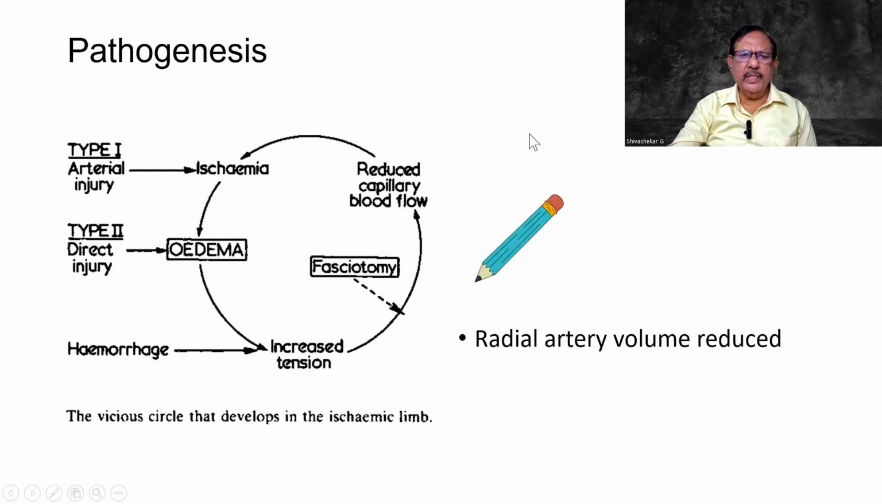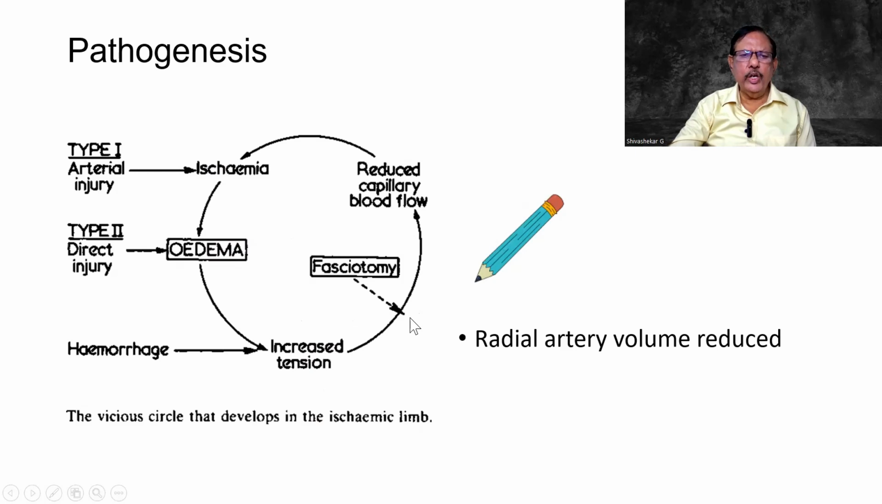What is the pathogenesis? You people must definitely draw this diagram. There is a type 1 arterial injury to the blood vessel that leads to ischemia, lack of blood, and there is a reduced capillary blood flow, and this will lead to ischemia. The second one is there is an injury leading to edema. The edema can lead to increased tension because of swelling. There can also be hemorrhage, and because of this there can be an ischemia.